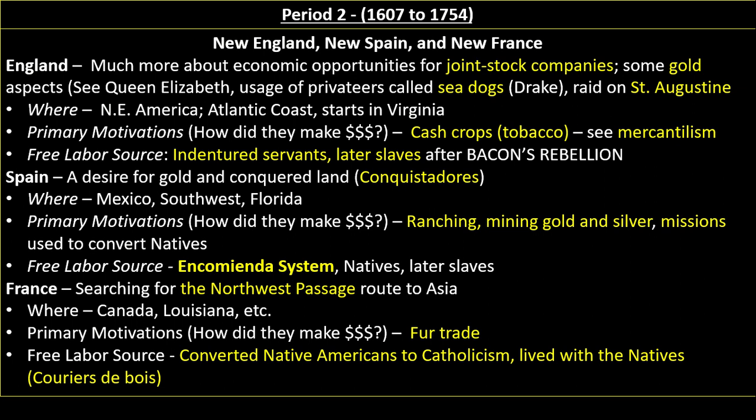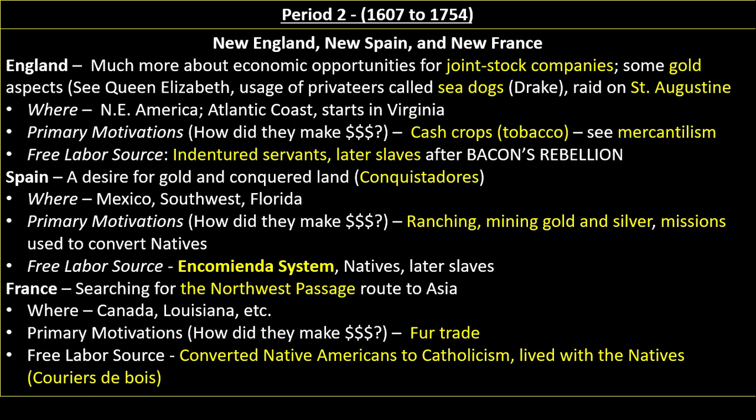New Spain, a desire for gold and conquered land. These are your conquistadors exploring and taking land and forcing the natives into a style of slavery called the encomienda system. Predominantly this is in Mexico, the Southwest, and Florida. They are looking for gold, but ultimately what they found was that they could make money off of ranching. A lot of ranching, mining gold and silver.